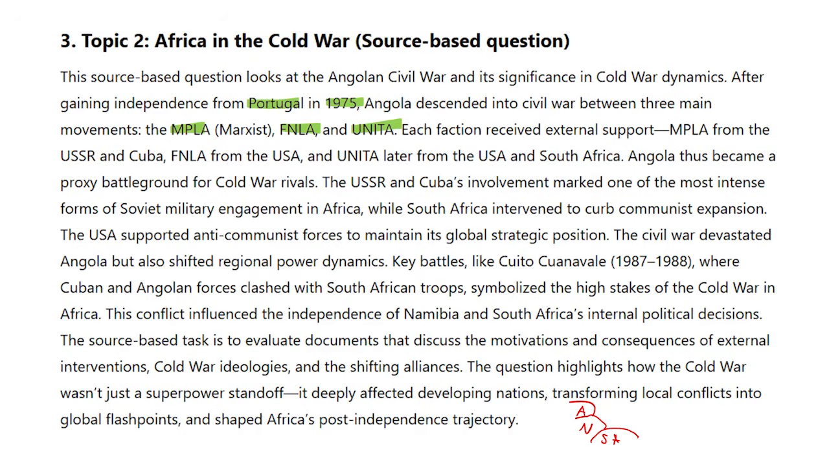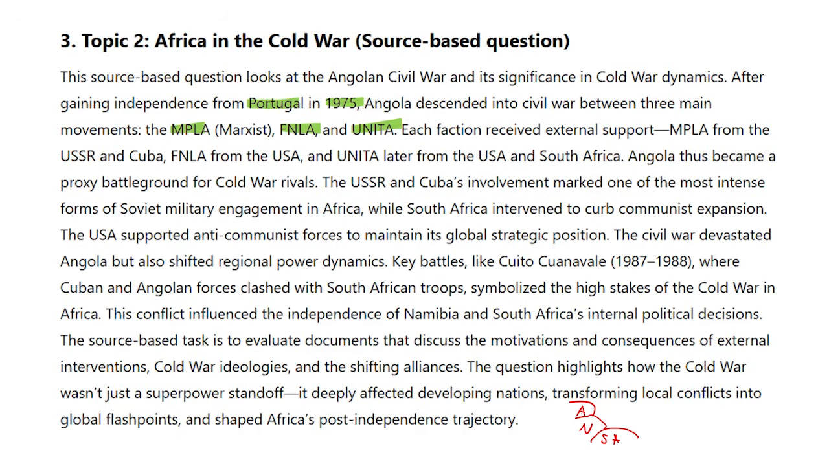And then there was UNITA. They were also pro-Western, and they were supported by the US, South Africa, and, believe it or not, even China. China, even though they followed communism and communist ideals, they still backed UNITA. Just a bunch of politics there. So it was the MPLA versus the other two, FNLA and UNITA.